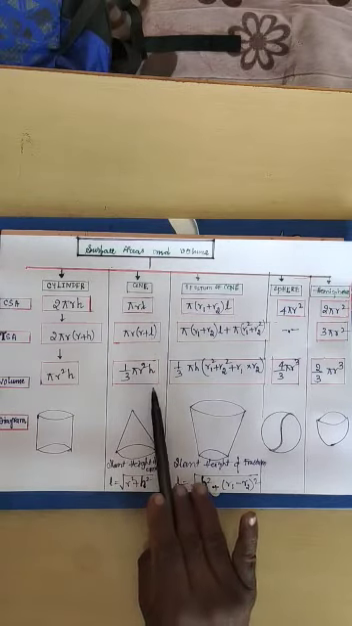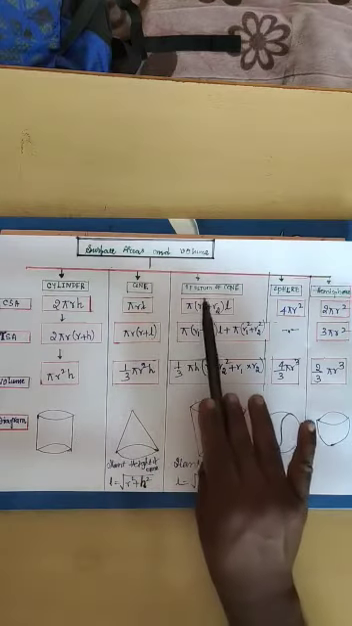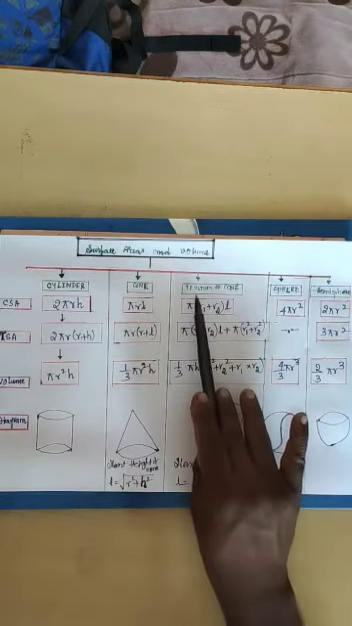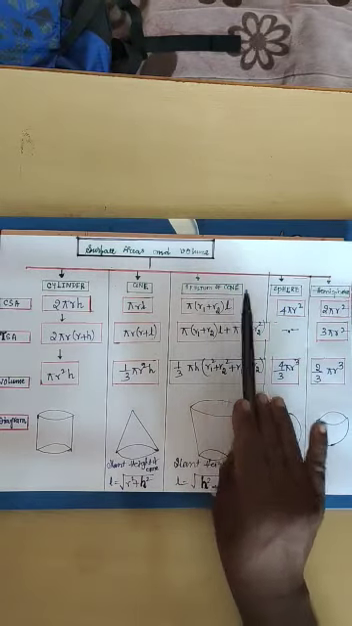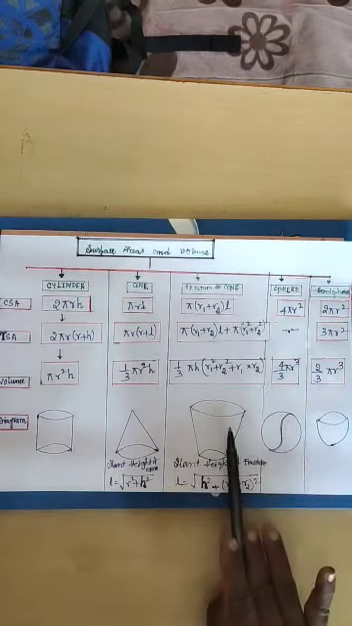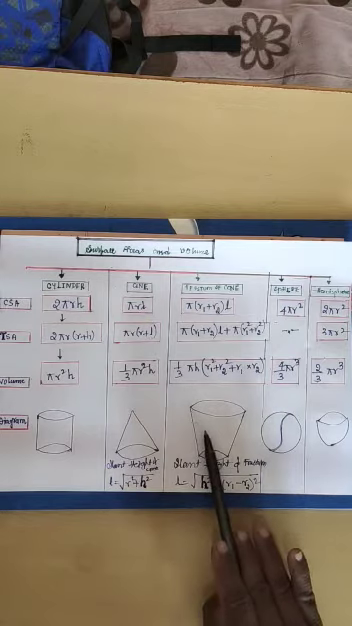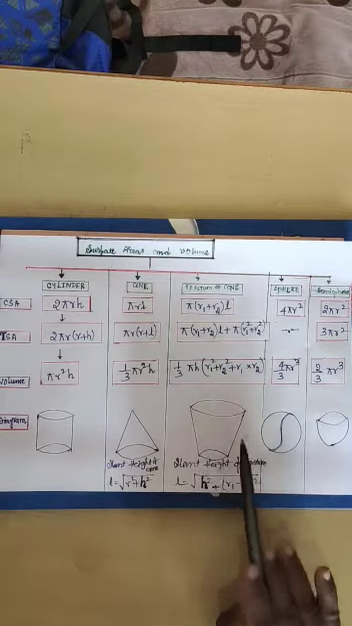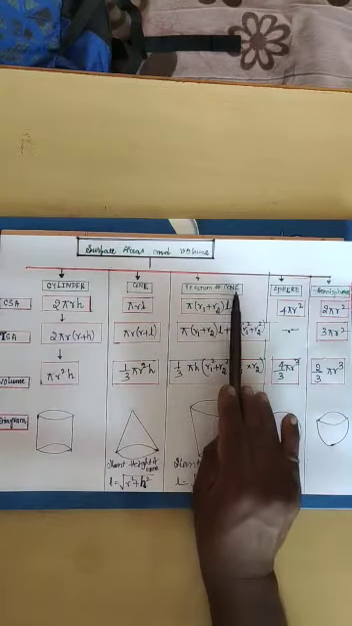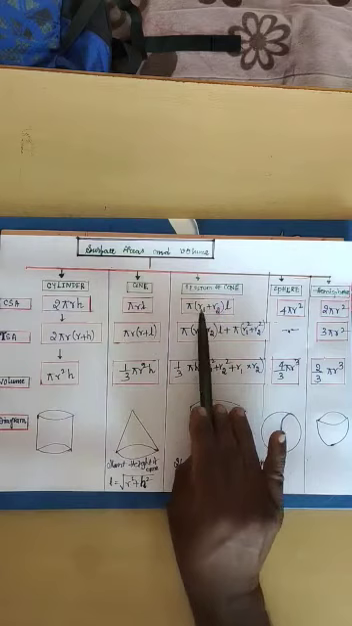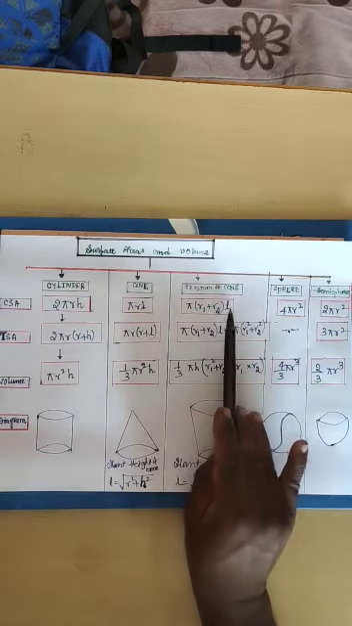Next we have another solid geometrical figure, that is the frustum of a cone. The frustum of a cone is usually represented like this. It is just like a bucket. The curved surface area of the frustum of a cone is pi into (r1 plus r2) into l.